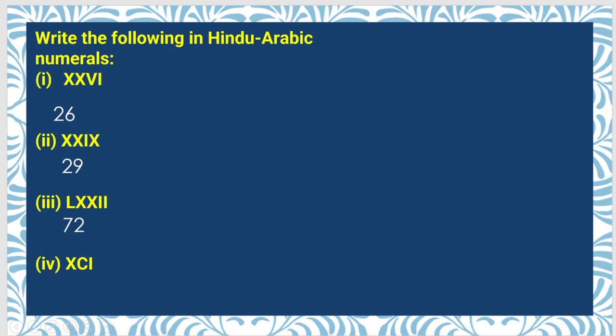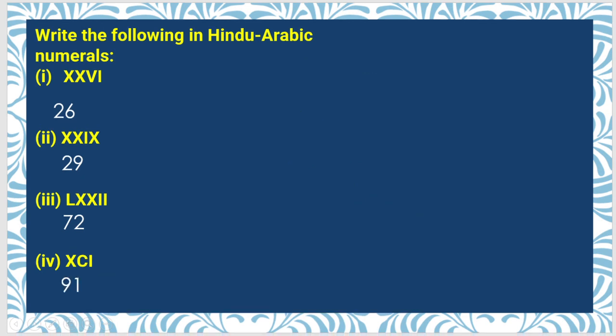Then XC. C is for 100. I have told you that if you write this, you have to subtract 10. 100 minus 10 is 90. 90 and 1 stands for 1, so 91. It will be written like this. Okay, if you are not able to understand this Roman number series, then you can have a look at another detailed description of Roman numbers.